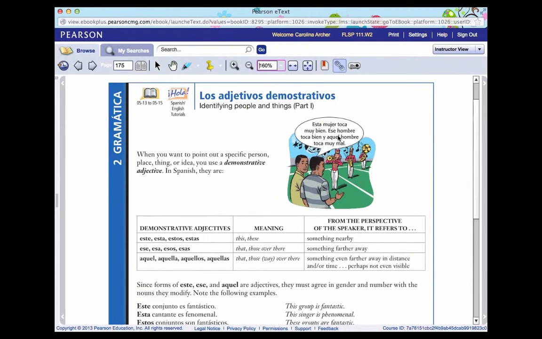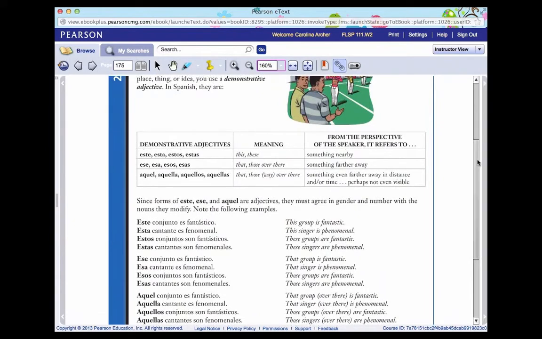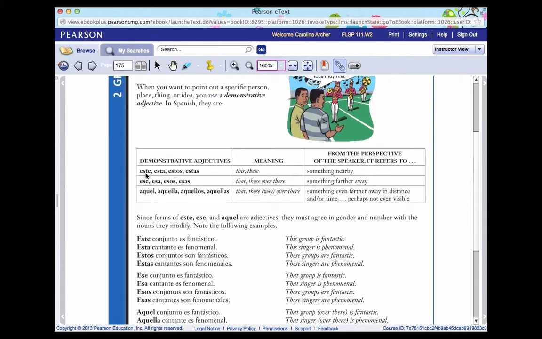For example, esta mujer toca muy bien. Ese hombre toca bien. Y aquel hombre toca muy mal. Okay, so this one here, that one, and that one over there. Okay, farther away. So the demonstrative adjectives are este, esta, estos, estas.